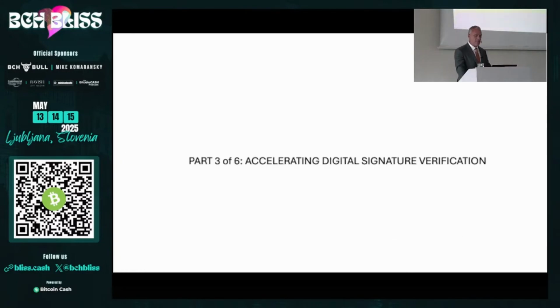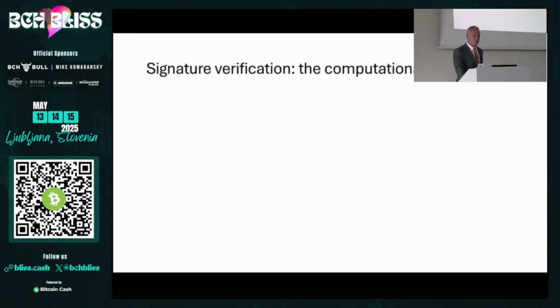So part 3 of 6, accelerating digital signature verification. Nowadays we have fantastic ASICs for doing SHA-256. Unfortunately, that doesn't help us to scale Bitcoin because digital signature verification is the computational bottleneck, not hashing.